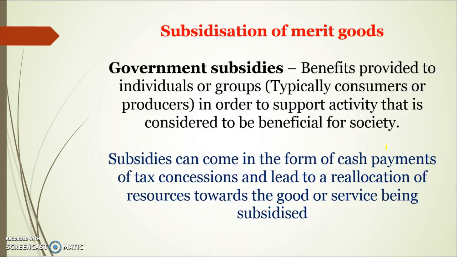Okay, in terms of merit goods, the government can provide subsidies. So subsidies refer to benefits provided to individuals or groups to support certain activities. They often come as cash payments, but they can also be tax concessions for investing in certain things, where companies have to pay less tax if they invest in research and development. And they lead to a reallocation of resources towards the goods being subsidised. By lowering the price, it helps to encourage consumption of these products.